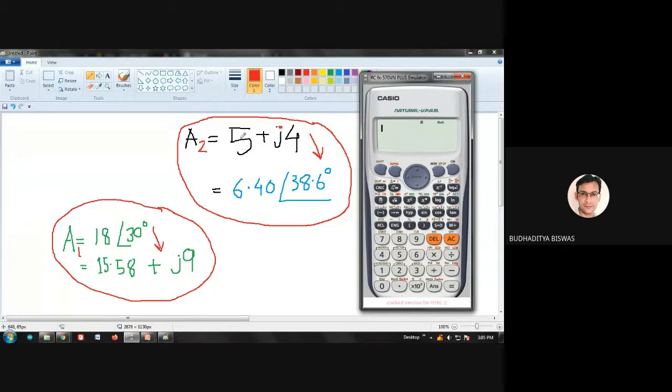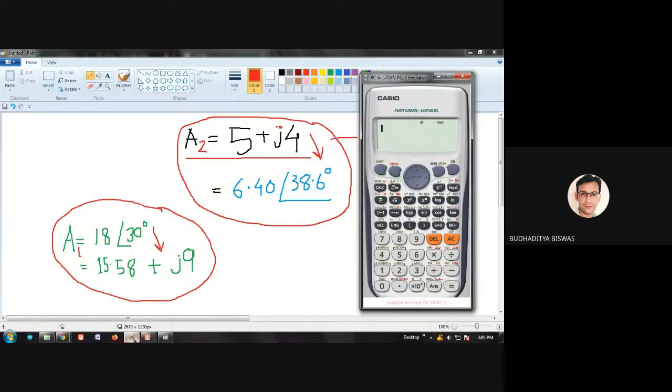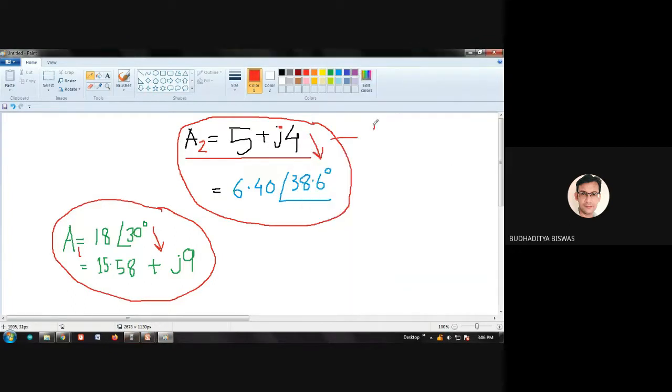This one is represented in what form? Sir, Cartesian or rectangular form. Very good. This is called rectangular form. So rectangular means REC. We want to find out in which form? Polar. So polar is represented like POL.